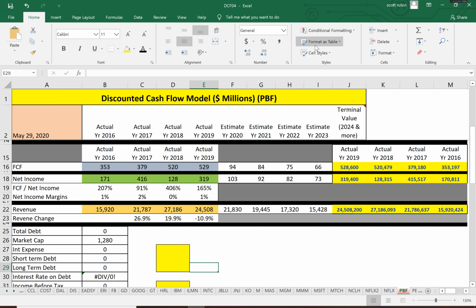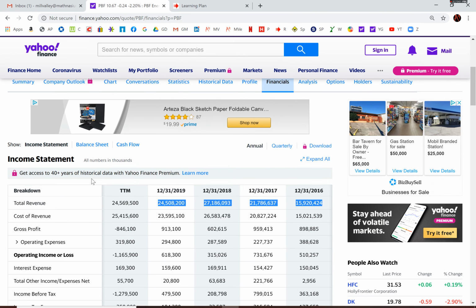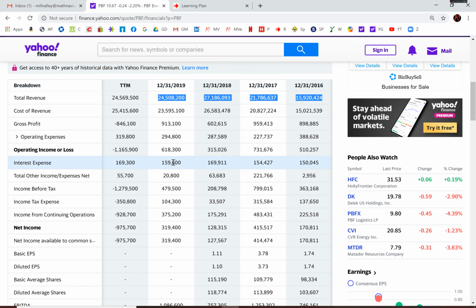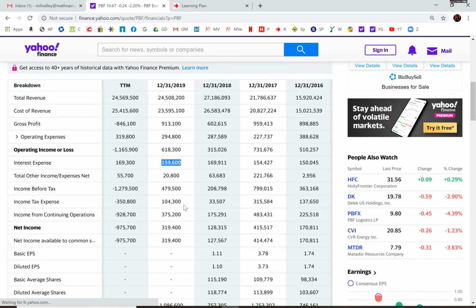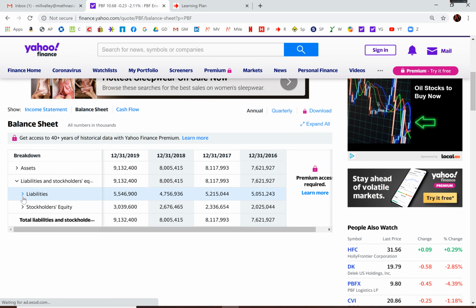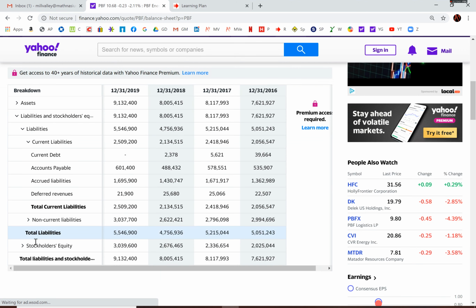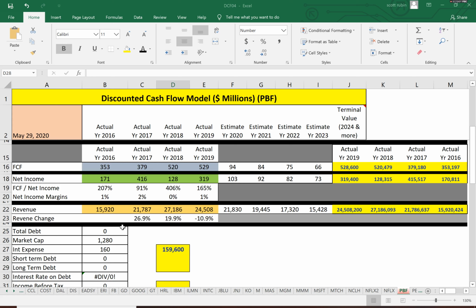And the next step is we need to look at a capital structure of PBF and figure out the discount rate we need to apply to the future cash flows. So in the income statement, you could find the interest expense, and that's the interest this company pays on its debt. And let's see how much debt they have. We'll go to the balance sheet, we'll go to the liability section, and there's no current debt. Let's see, long-term debt of $2 billion. That's debt that's due after 1 year.